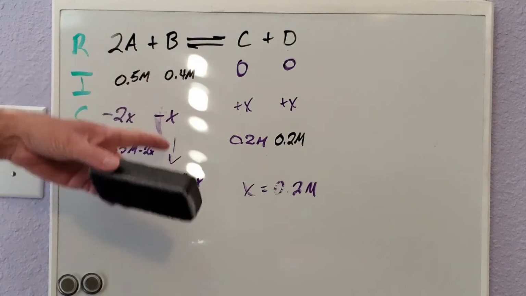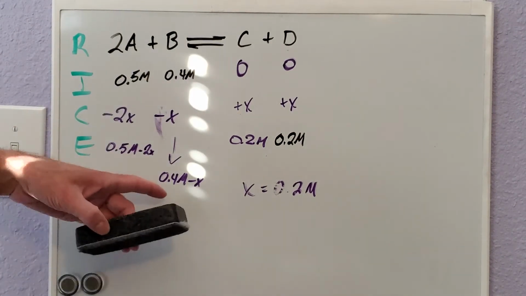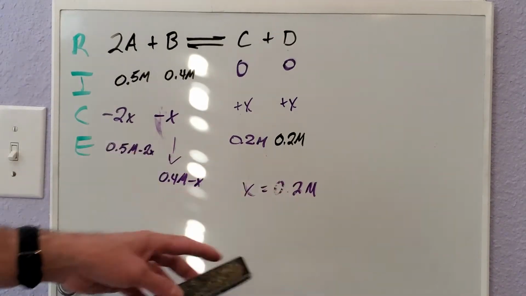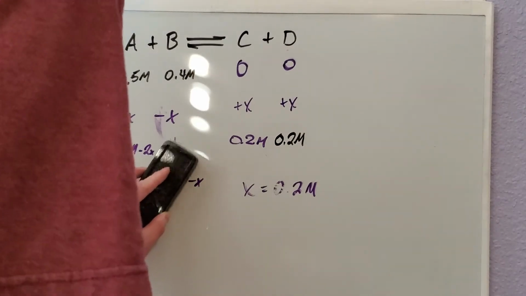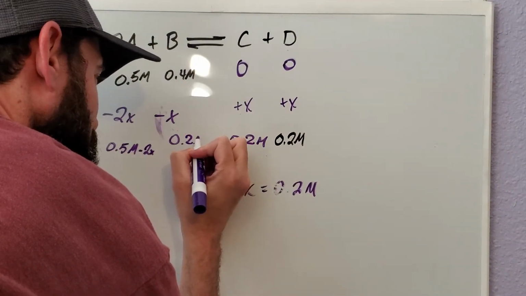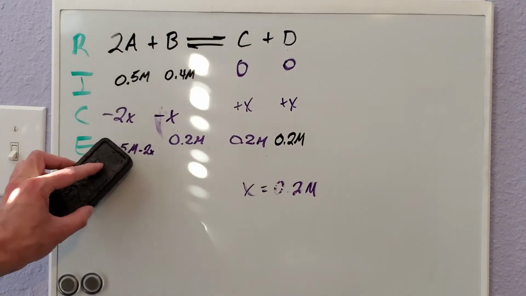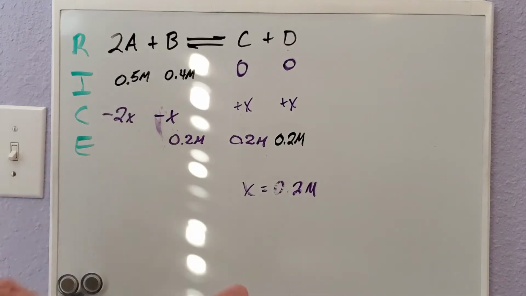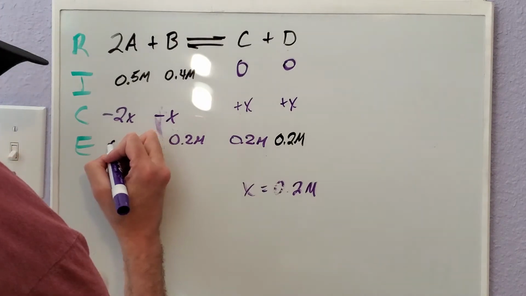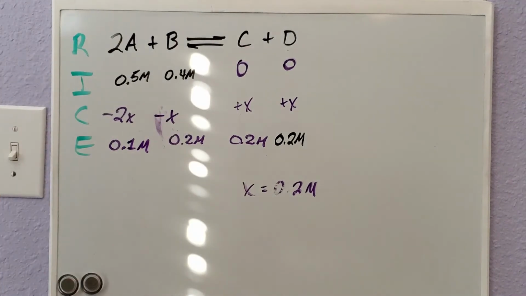And so we also have an equation to solve for our equilibrium for B. We have 0.4 molarity minus X, which we just stated was 0.2. Kind of got erased a little bit there. But 0.4 minus 0.2, we have 0.2 molarity. And the last one for A, we have our 0.5 minus our 2x. And so 2x is going to be 2 times the 0.2 or 0.4. And so 0.5 minus 0.4 is going to give us 0.1 molarity.